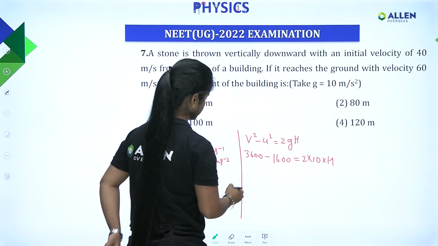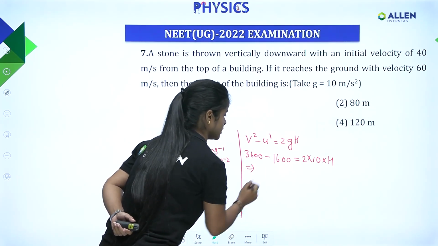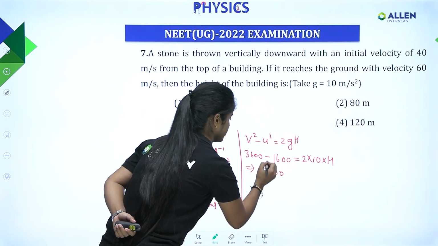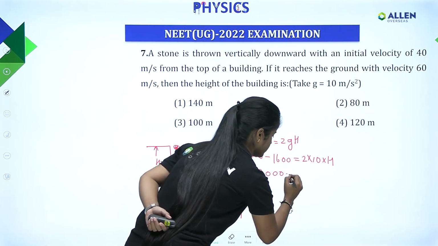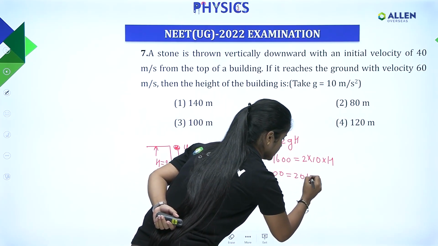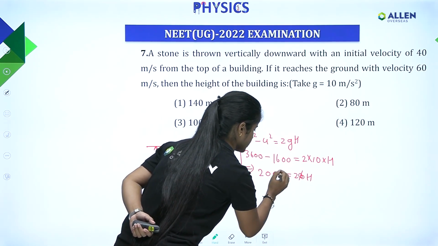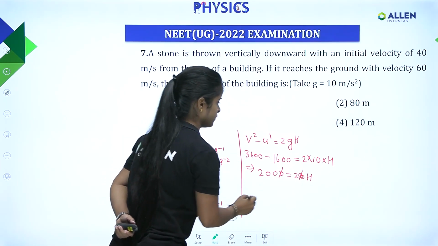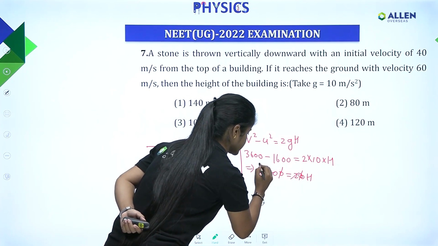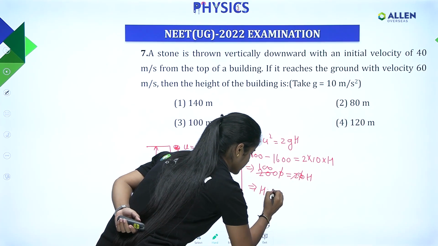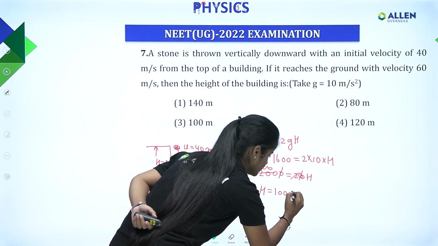Now, in the next step, what am I going to do? I am going to subtract it, right? So here it will be 0, 0, 6 minus 6, 0. And 3 minus 1, 2. And then it will be 20H, right? Now, this 0 will cancel the other 0. And this 2 will cancel this part. And finally, what you are going to find? You are going to find the value of H equals 100 meter.